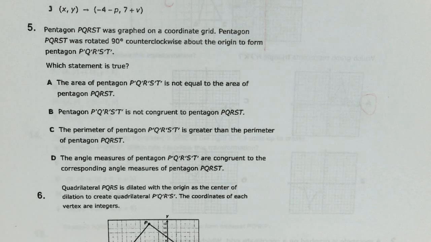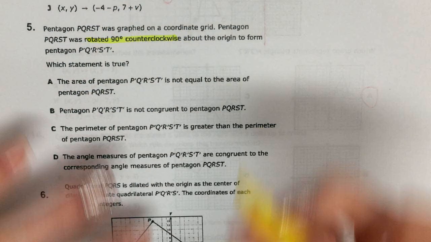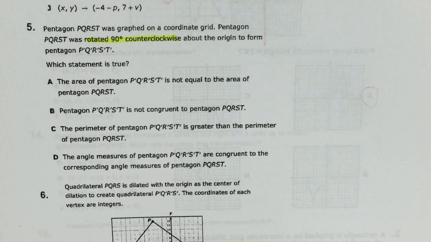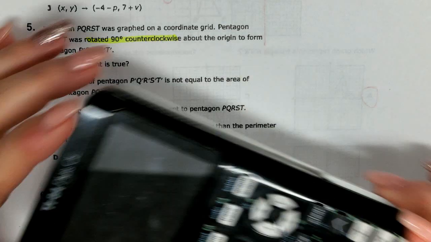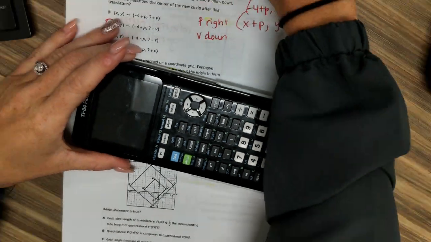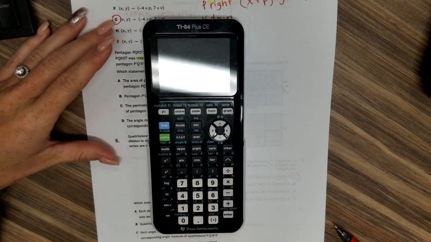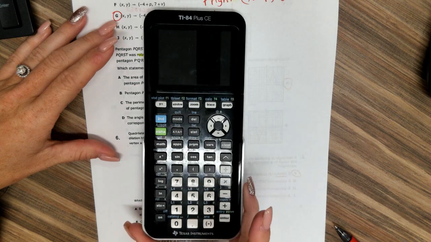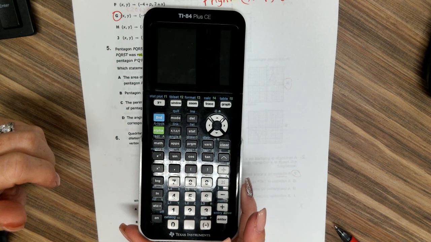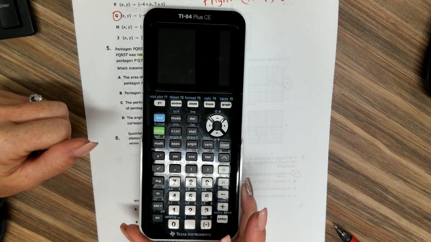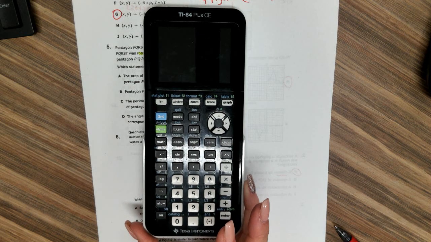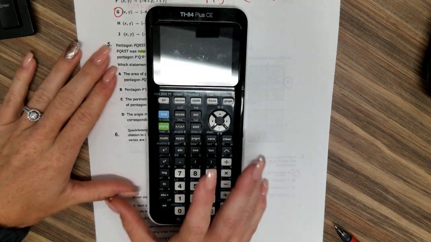Number 5. A pentagon was graphed. It was rotated 90 degrees counterclockwise. Now, is it asking for a rule, or is it just asking you about a rotation? It's just asking about it. So let's talk about rotations. Here's my calculator. If I rotate this calculator, did it change size? Did it change shape? Did the perimeter change? Did the area change? What's the only thing that changed? Your view. That's called the orientation.